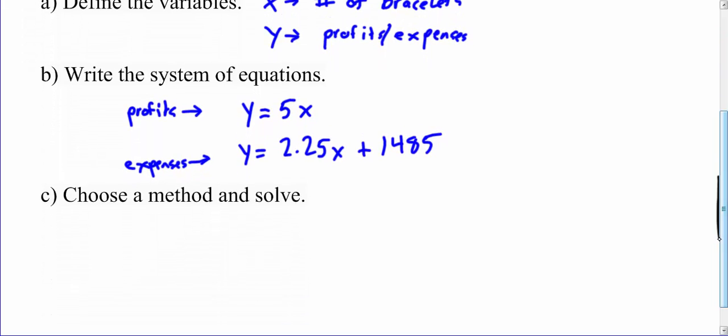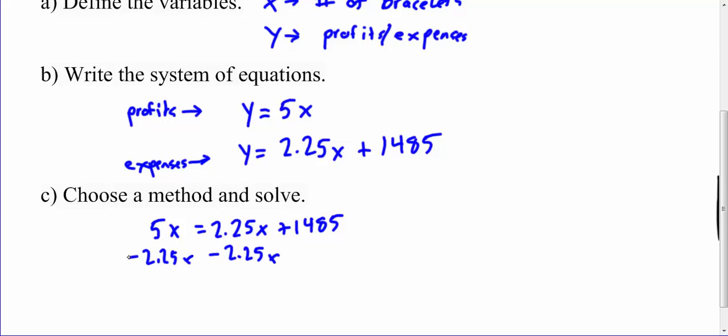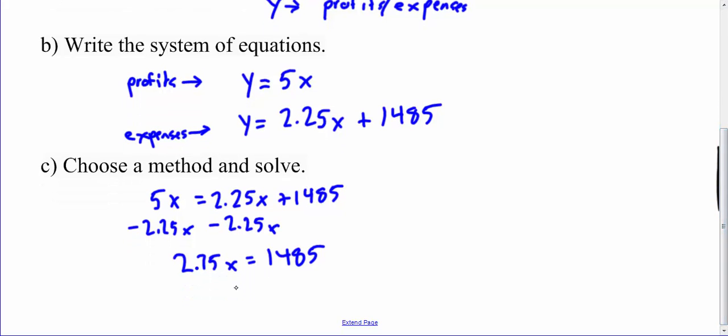Now we can choose a method to solve. We have the three options. On the first three, I'm going to use all three, and then we'll switch from there. So on this one, I'm going to use substitution. I see that y equals 5x, and here I have a y, so we'll say 5x is equal to 2.25x plus 1485. If I subtract the 2.25x from each side, I'd have 2.75x is equal to 1,485. That's just a quick step of division at this point.